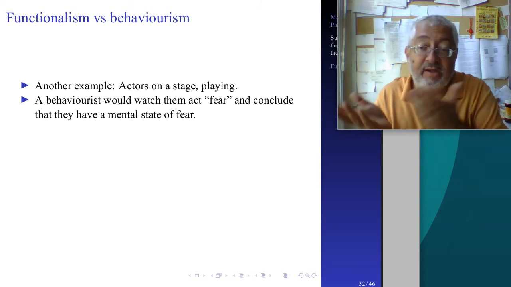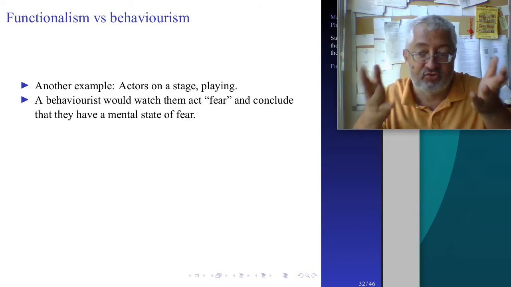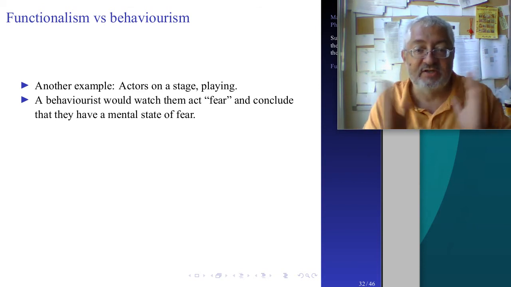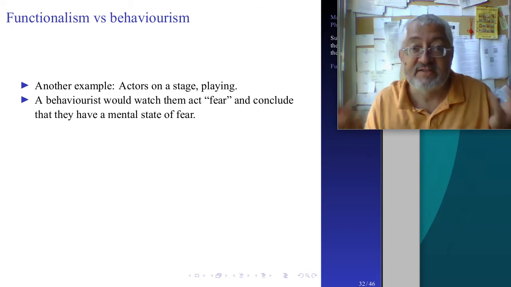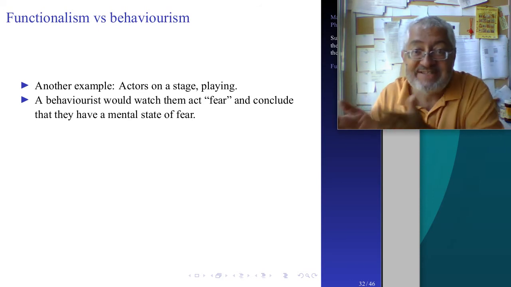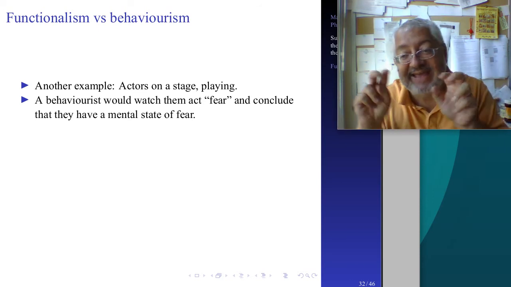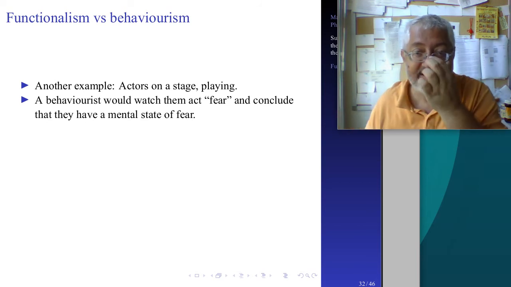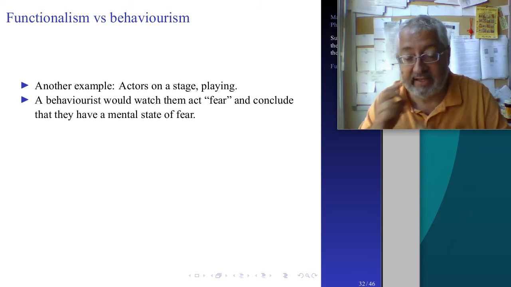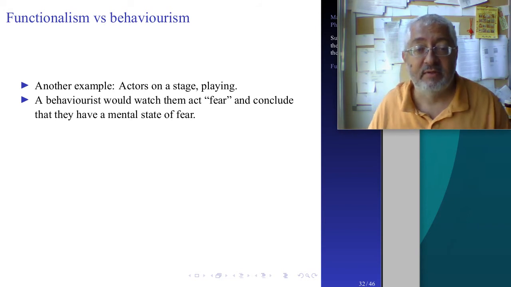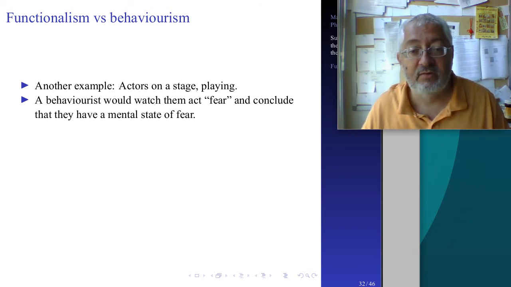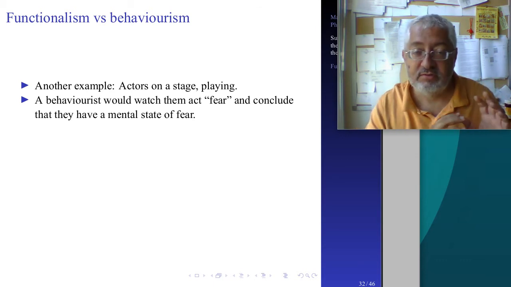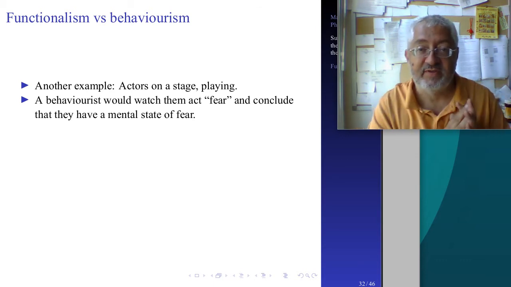But, and now comes the functionalist criticism, this is a criticism of behaviorism from the side of functionalism. The functionalist critic would say, obviously this is wrong. The actor is not afraid. He's just acting the fear. He is not dead. He's just acting dead. And tomorrow night he will be alive again and playing the same piece. So the behaviorist gets it wrong, the functionalist would say.